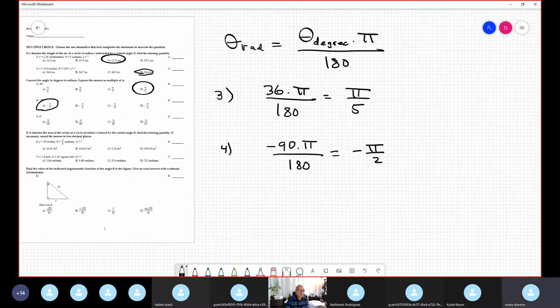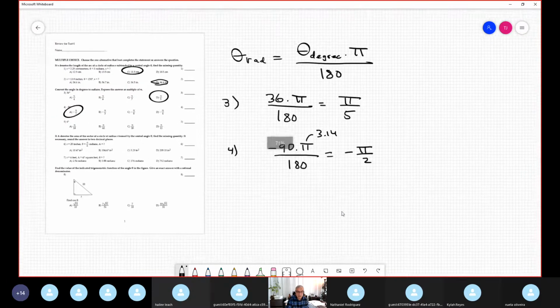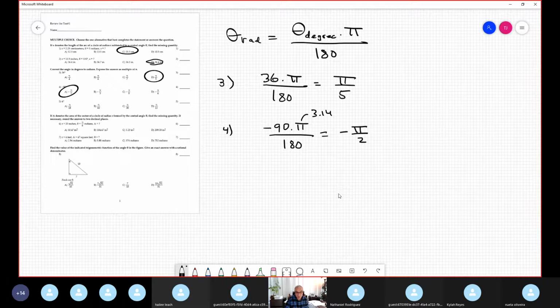So, Professor, sorry, we just simplify like the 36? Yeah. You could replace pi by 3.14, it's okay, but it gives a weird decimal. Normally we want the angle in radians as a function of pi. It's the most common way.